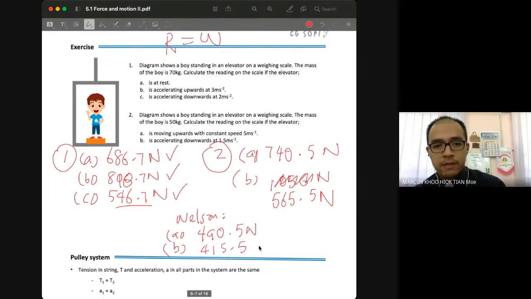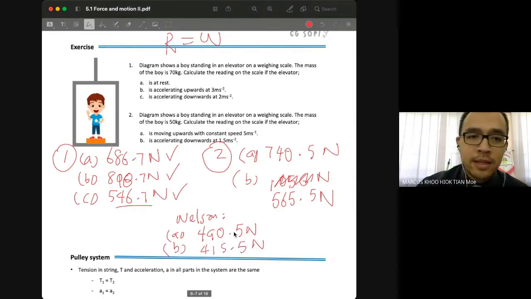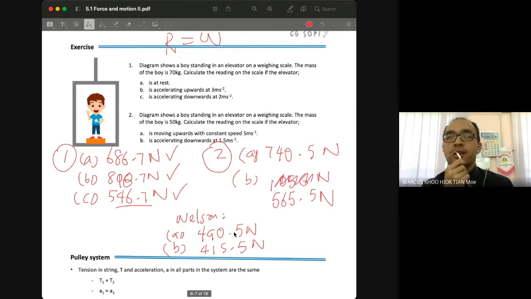This is a very big difference between Adam's answer and Wilson's answer. So who are we going to trust? Do we trust Adam or do we trust Wilson? Do you think that Wilson is trustworthy or Adam is trustworthy? Or does the class think that these two are not trustworthy at all? That we totally cannot depend on their answers? No, Elijah trusts Wilson. So do we trust Elijah?